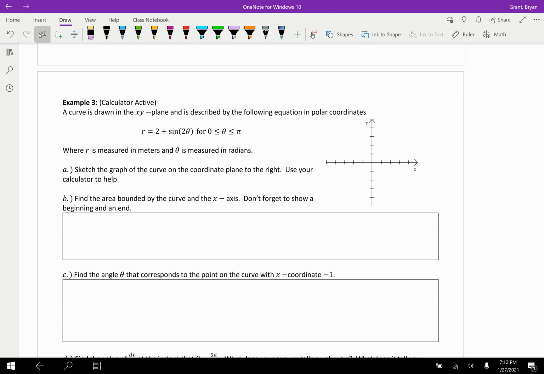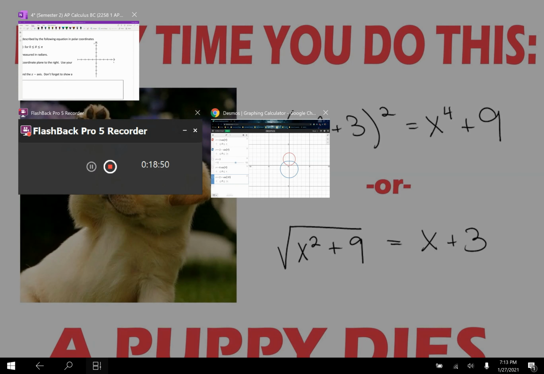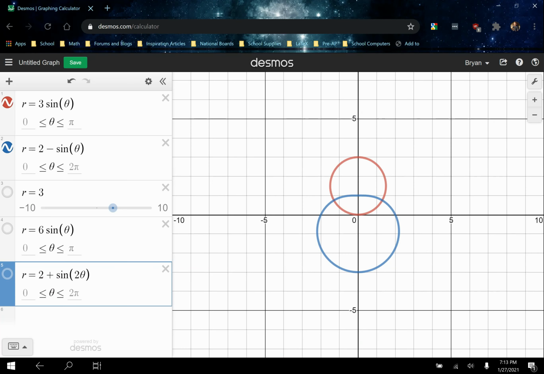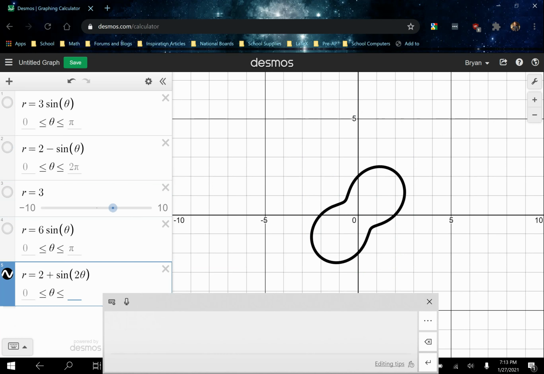All right, part A. Sketch the graph on the coordinate plane to the right. Use your calculator to help. I don't know what this graph looks like. We might be able to figure it out, and there are certain methods, but I don't want to. I know we're only rotating from 0 to pi, so let's take a peek at that. This was our first one. It looks like I did pretty well on my graphs there. This was the second one. Here is the third one, though. Oh, it's wild. This one goes from 0 to 2 pi, though, so I wonder if this will accept pi. No, it will not. That was rude.